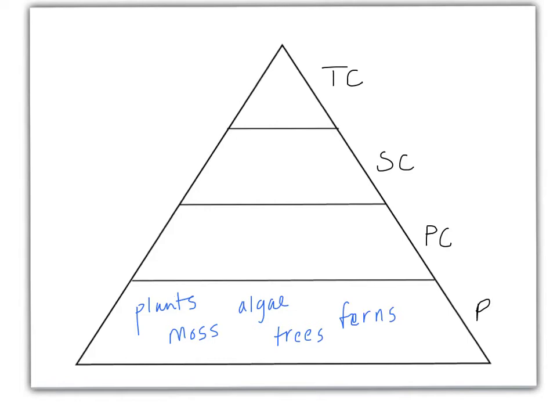Next level up, our primary consumers are those things that eat producers directly. So anything that eats plants, mosses, algae, trees, ferns. This could be a variety of things. This could be a mouse. This could be a grasshopper. This could be a rabbit. This could be a raccoon.